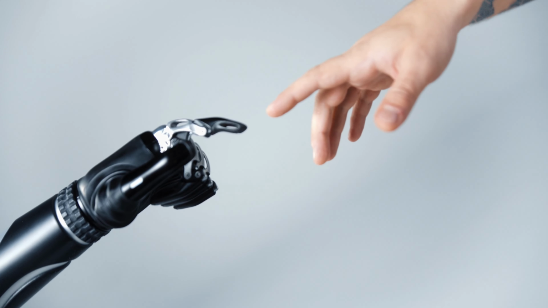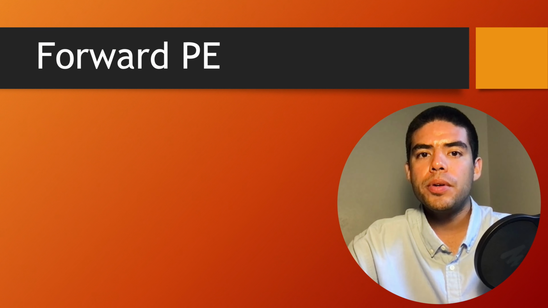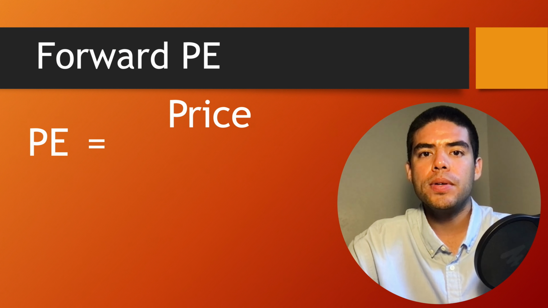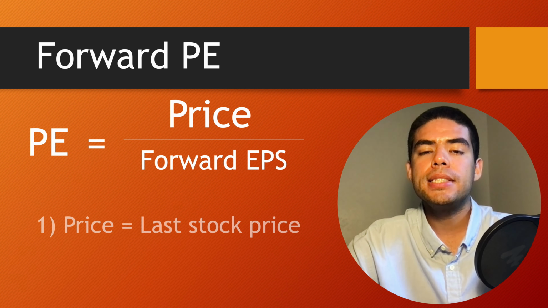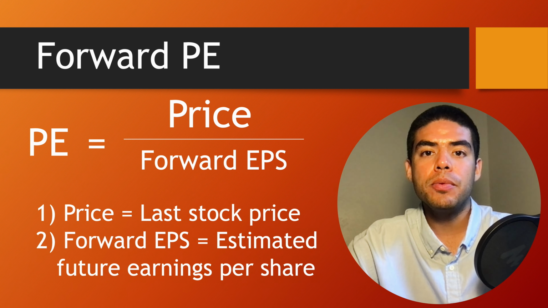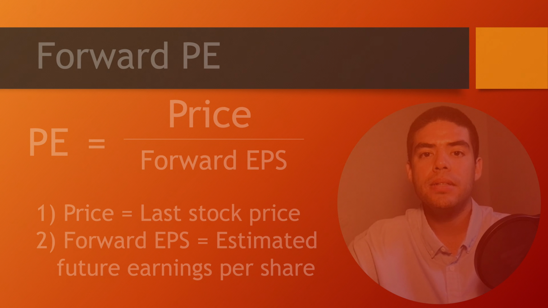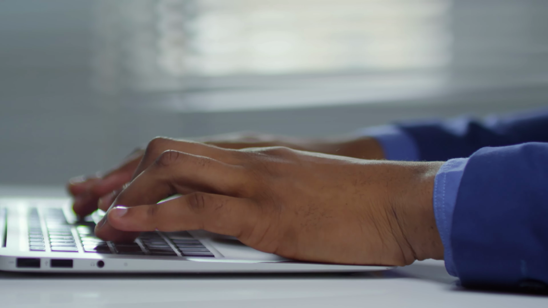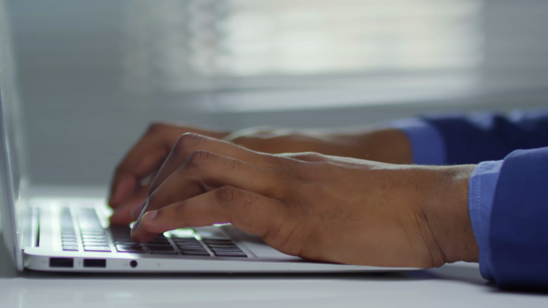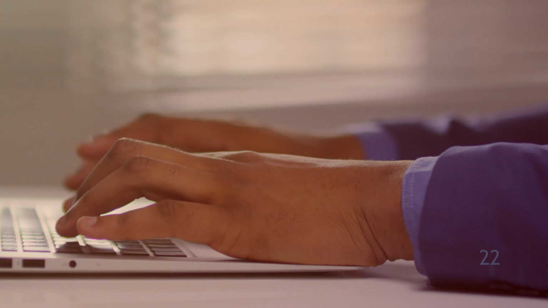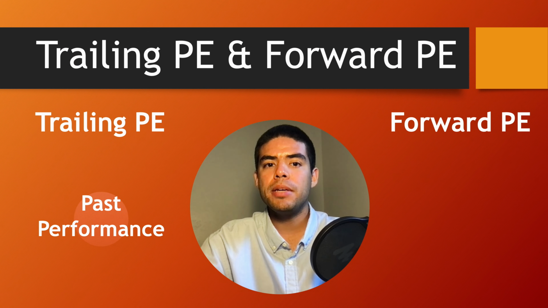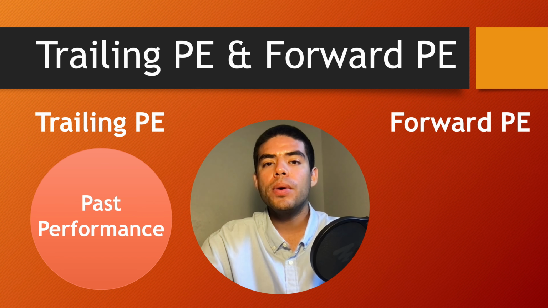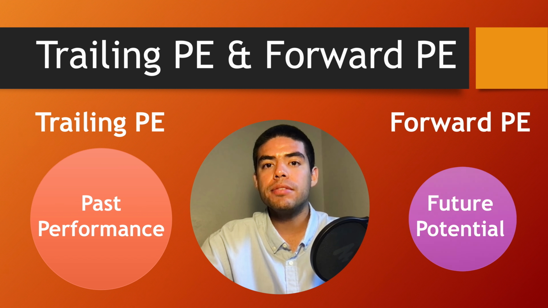And lastly, welcome to the future with the forward PE. So forward PE is a PE equivalent to the price divided by the future EPS. It is an estimate of where a company will be in a few years. So a direct comparison between the trailing PE and forward PE is to think of the trailing PE as being based on past performance, whereas the forward PE is based on future potential.